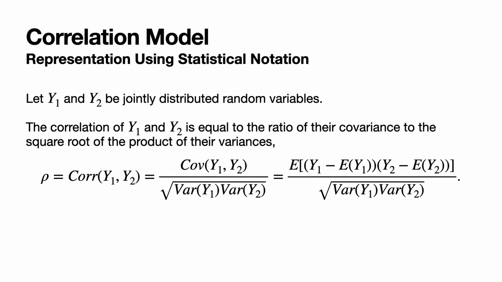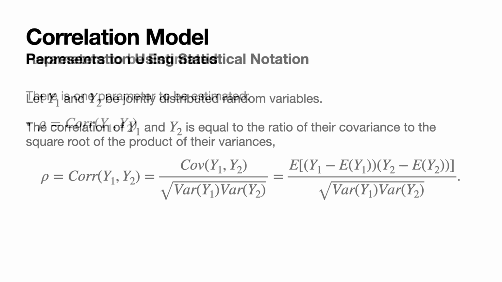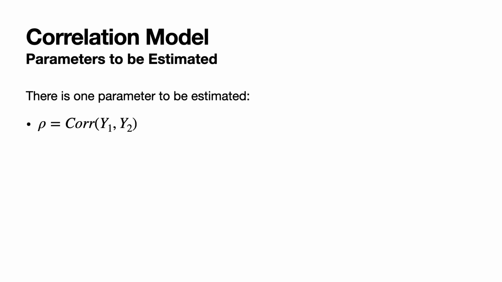And you'll recall that the covariance of two random variables is equal to the expected value of the product of the difference of each random variable and its expectation. So the covariance of y1 and y2 is equal to the expected value of the product of y1 minus its expected value and y2 minus its expected value. Again, there is one parameter to be estimated in this model, which is rho, the correlation coefficient.